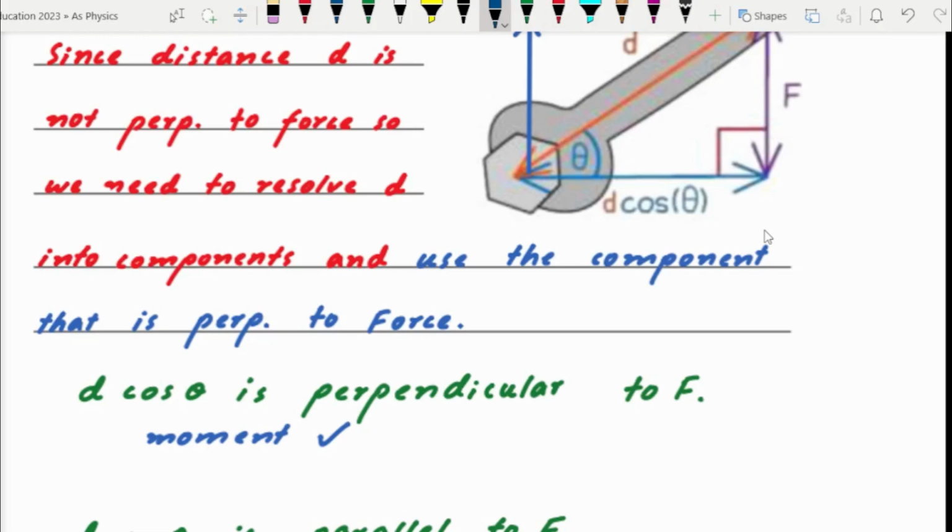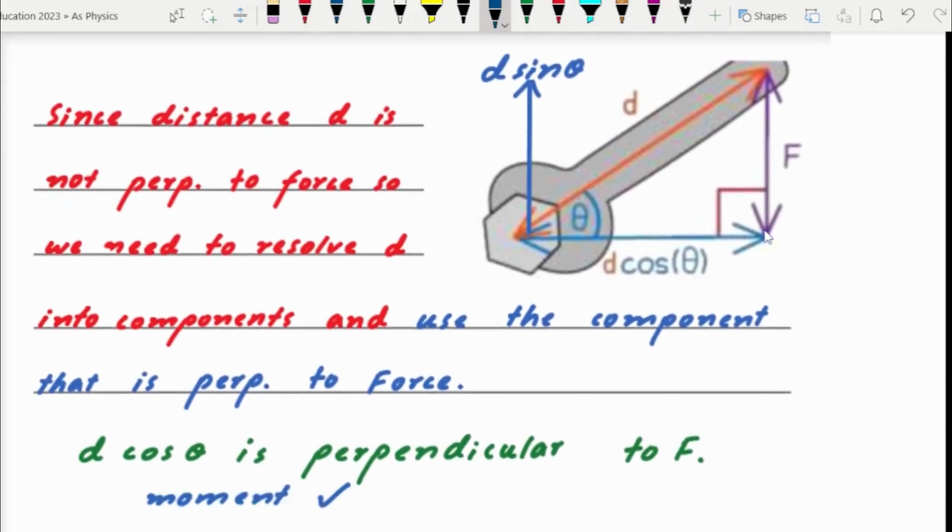Why do we prefer to resolve D into components in this specific situation? Because force is already vertical. Anything which is horizontal or vertical, you don't really want to resolve. Rather, it is easier if you resolve something which is at some other angle. One component would be vertically upward or downward, and the other one would be sideways. But if you resolve the force into components, you'll get the same answer anyway.